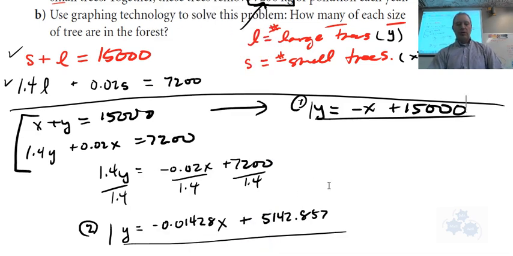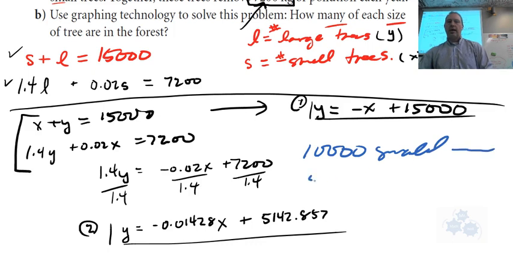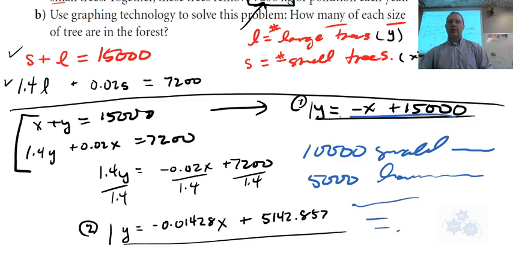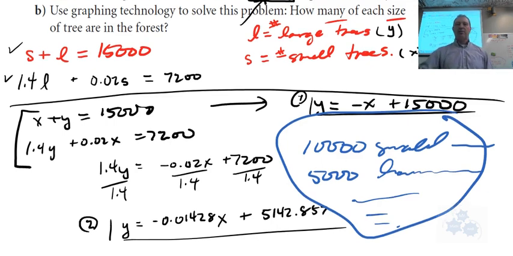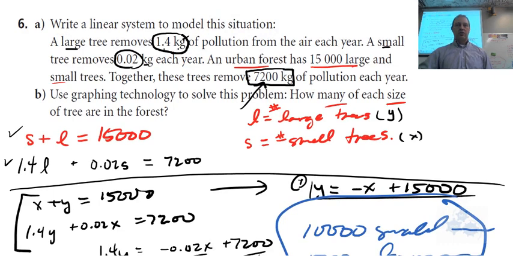So your final answer would be, you would write this down. It's a word problem, write a word answer. And so you would say 10,000 small trees and 5,000 large trees are needed. Whatever you want to write down there, okay? So there you go. Because that's the solution for the system of linear equations. Okay? Any questions about that? All right.